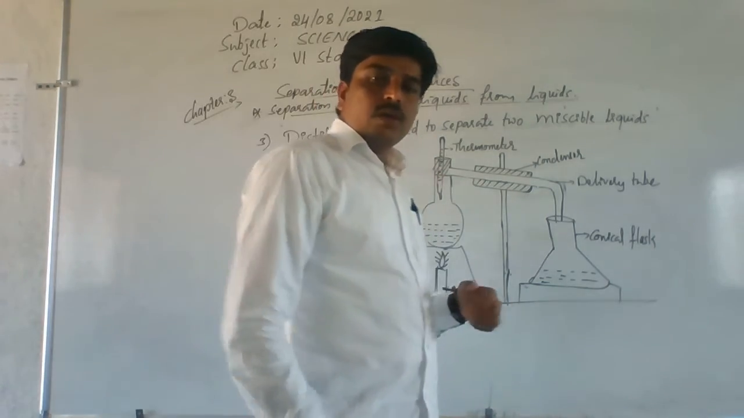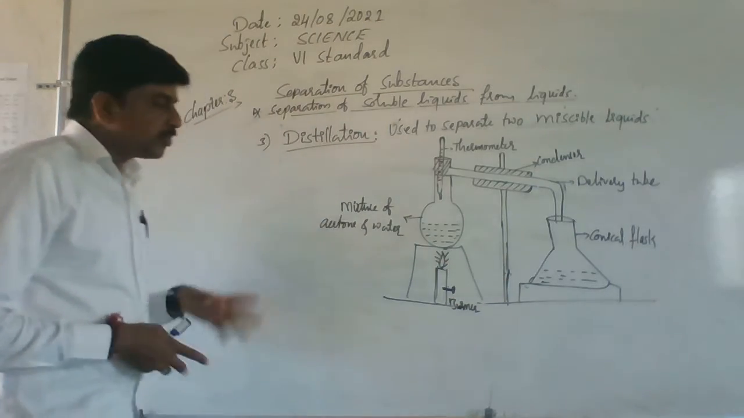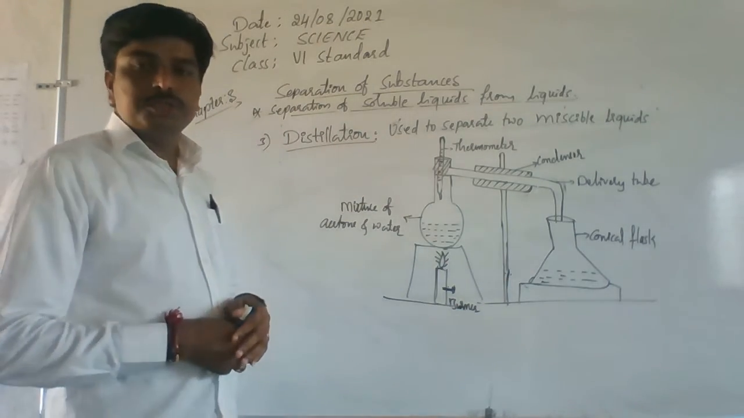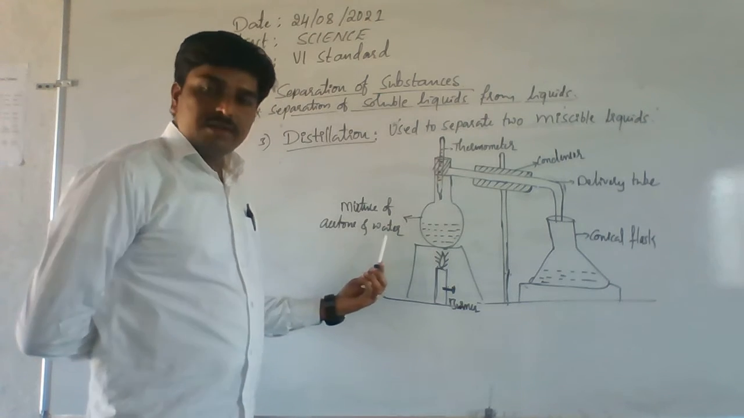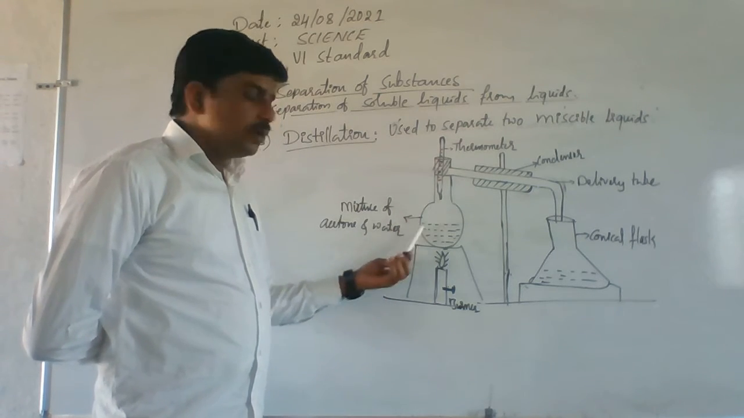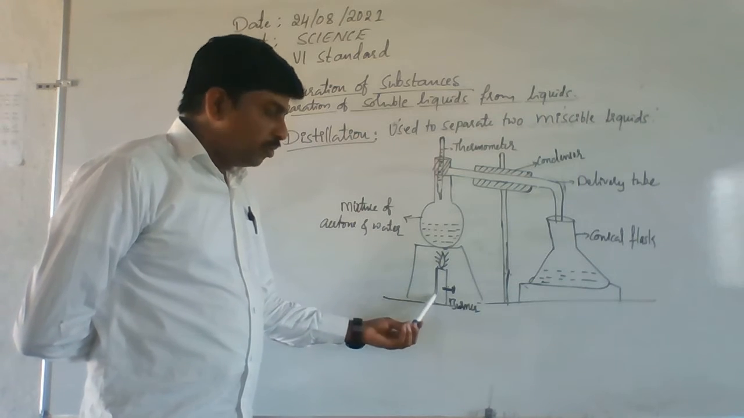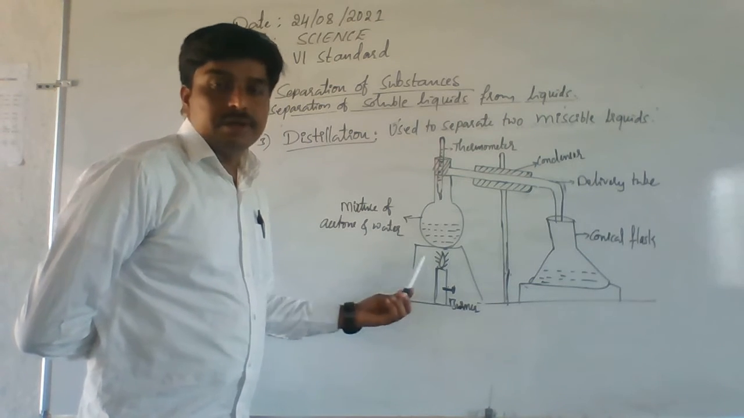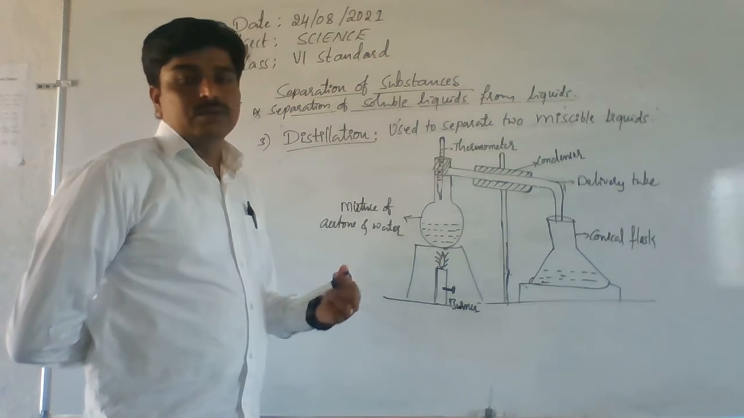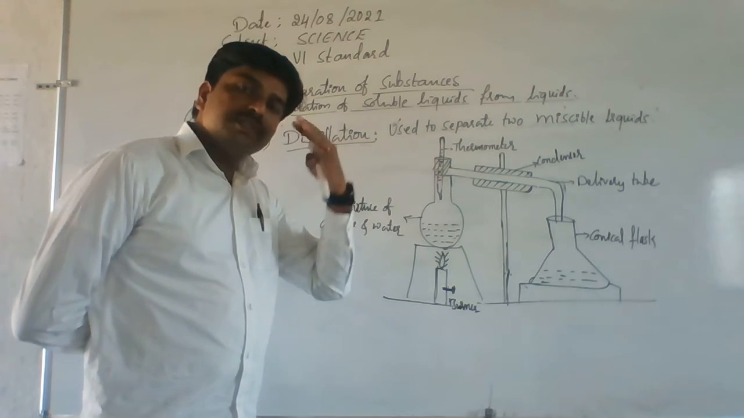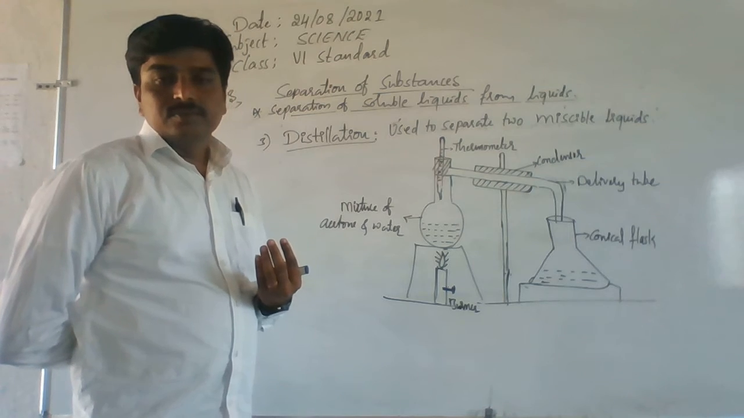Let's see how we can separate these two miscible liquids by the distillation method. Here a mixture of acetone and water is there. Start to heat the mixture of acetone and water with the help of a Bunsen burner. Understand? When we start to heat the mixture, do you know which liquid evaporates first?